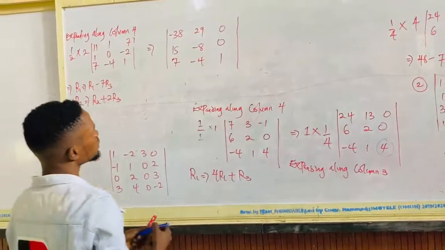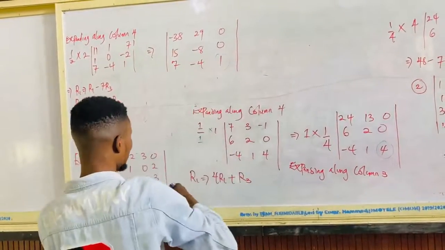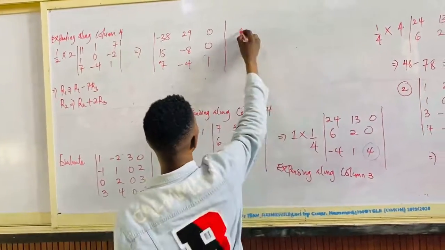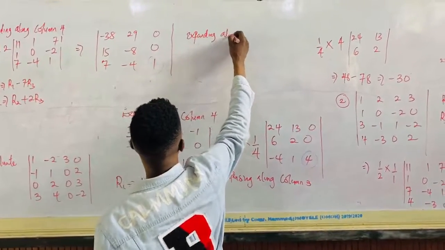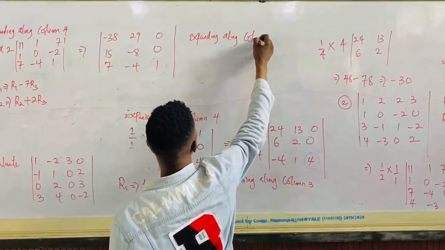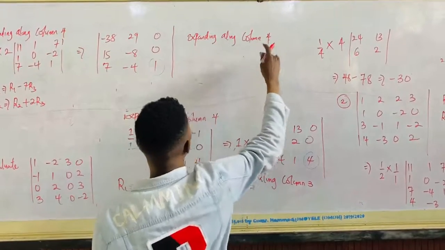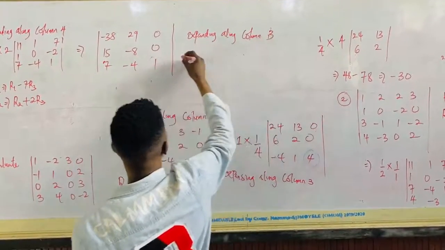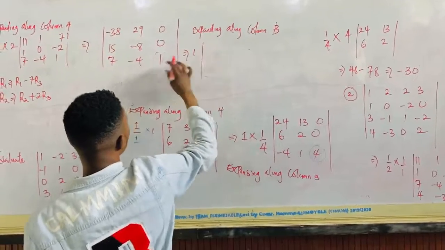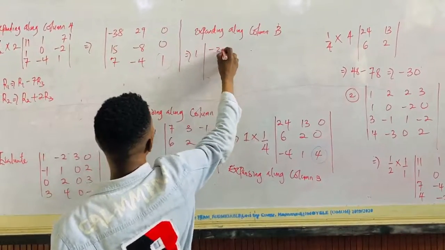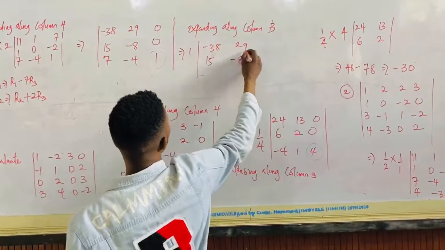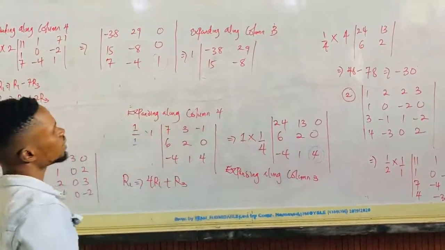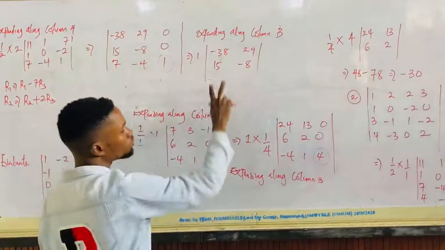Now again, circle this one. Take it outside. Then expanding along column 3 now. That is 1 out. Then minus 38, 29, 15, minus 8. So the matrices are being reduced to a 2 by 2 matrix.